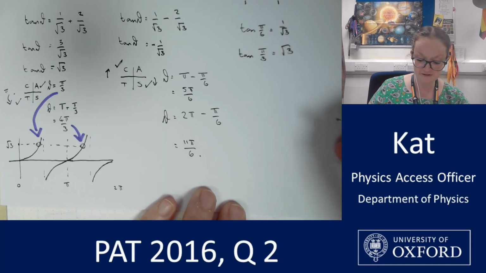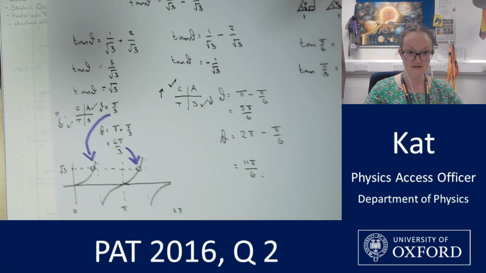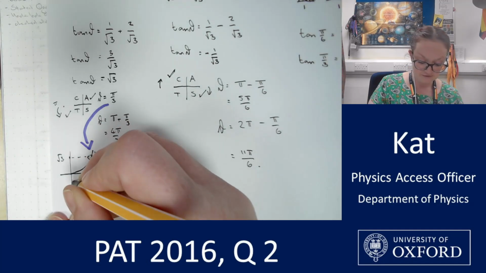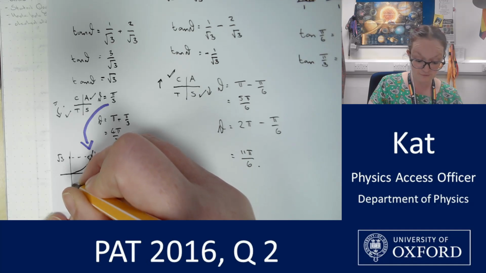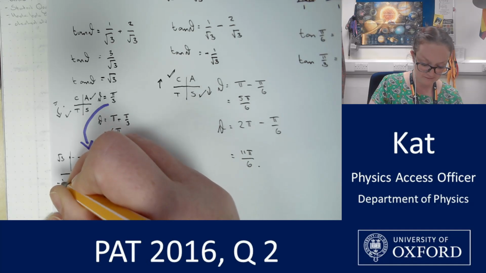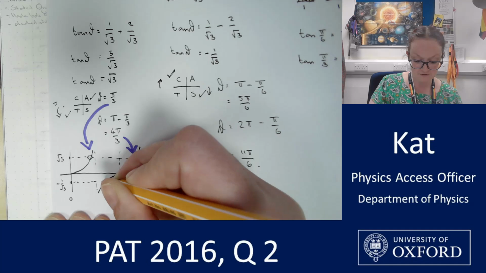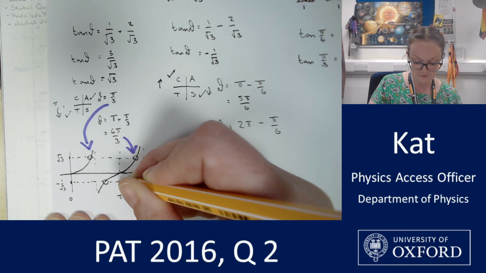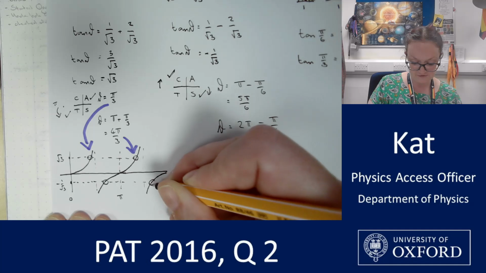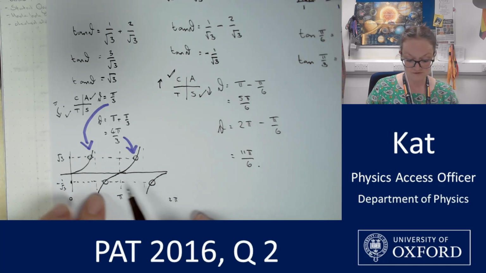For the sake of completeness, let's have a look on the graph again. I'm going to do it with the same graph. So negative 1 over root 3. Let's say it's about here. I have no solutions in the first quadrant. I have a solution in the second quadrant. And I have a solution in the fourth quadrant.